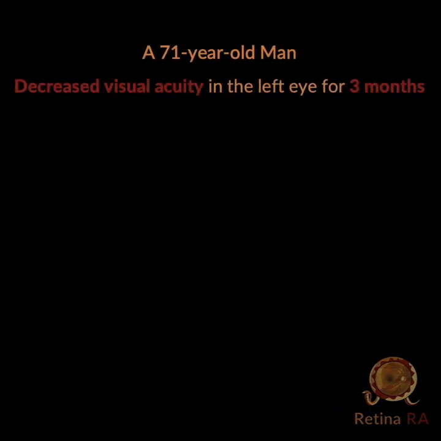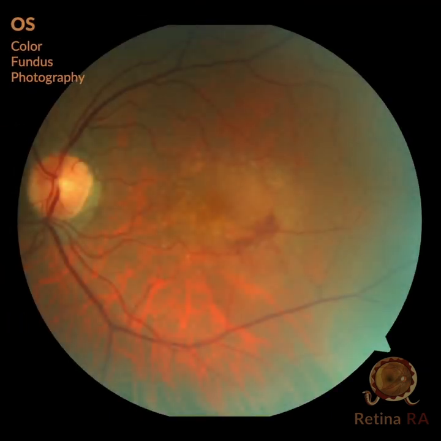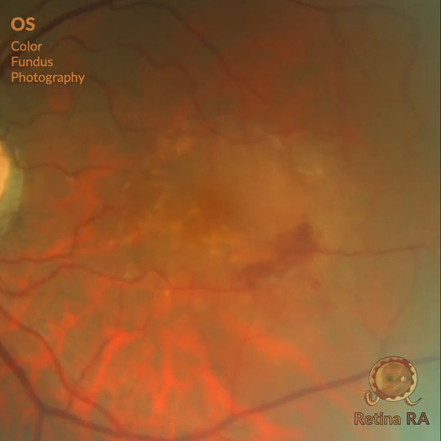A 71-year-old male patient complained of decreased vision in his left eye for 3 months. At the first visit, his visual acuity was 20/100 in the left eye. He had mild cataract in both eyes. Color fundus photography shows macular elevation, yellow deposits, and hemorrhage.